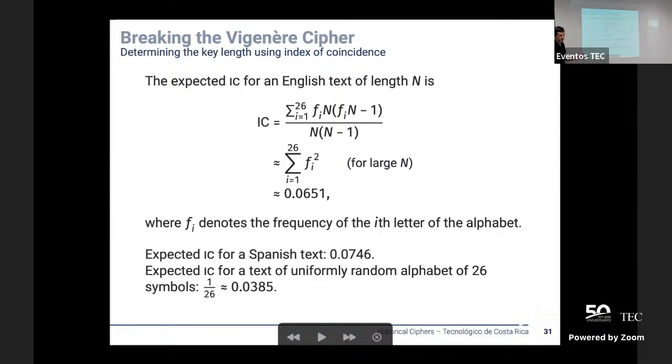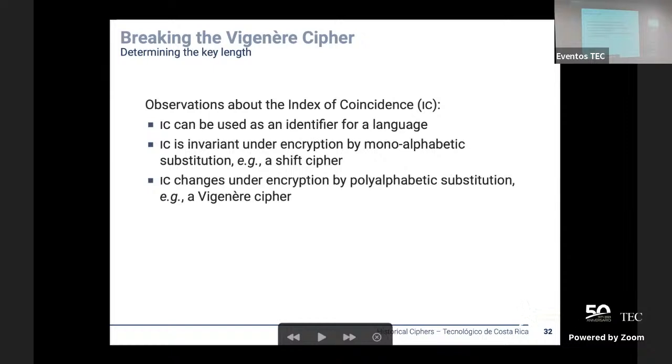So this gives you a bit of an idea: if you have a super random language, then it will get a low number. And if your language is not that random, so you have high bars and only a few lows, then apparently Spanish is less random. The probability that two letters are the same is higher for Spanish than for English. These are just some numbers, but we can apply them in order to find the key length of the Vigenère cipher.